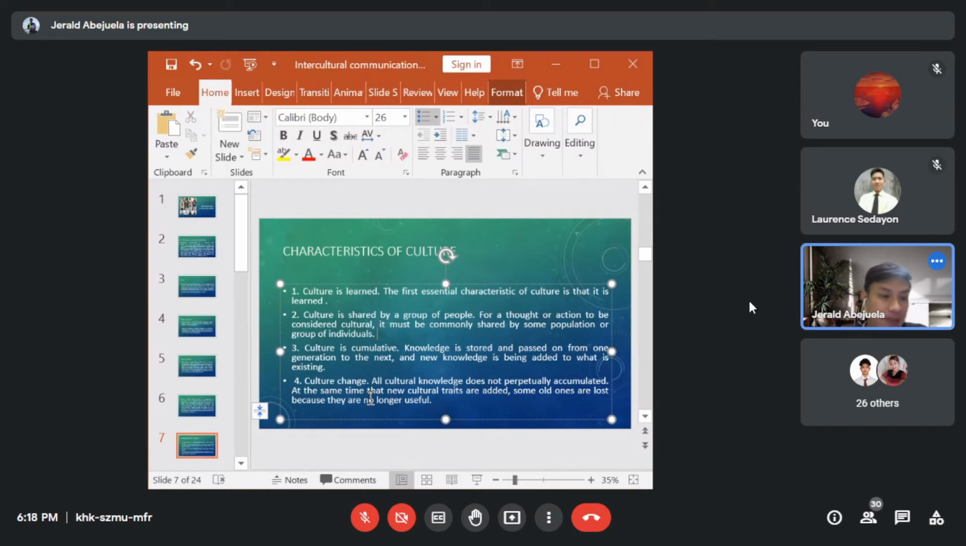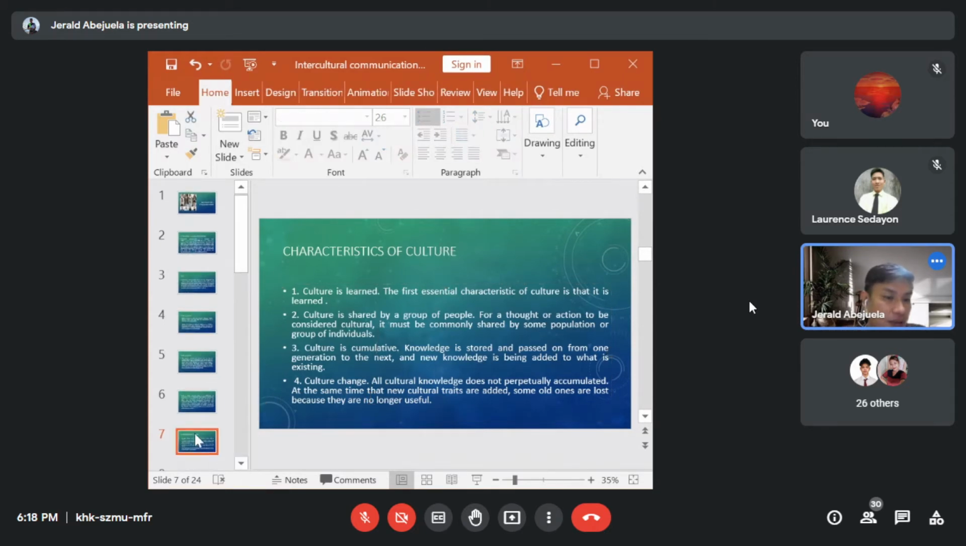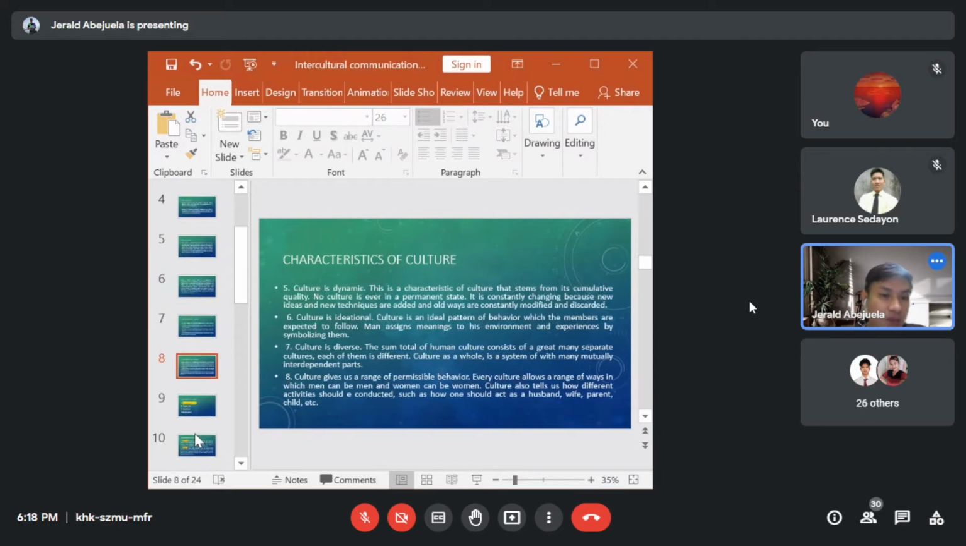Okay, next. Another important point is number 5, culture is dynamic. So if we say dynamic, it means to say that culture is not permanent. It is subject to continuous change. Patuloy itong nagbabago. Patuloy itong nadadagdagan, nababawasan, napapalitan, and it is constantly modified and discarded.